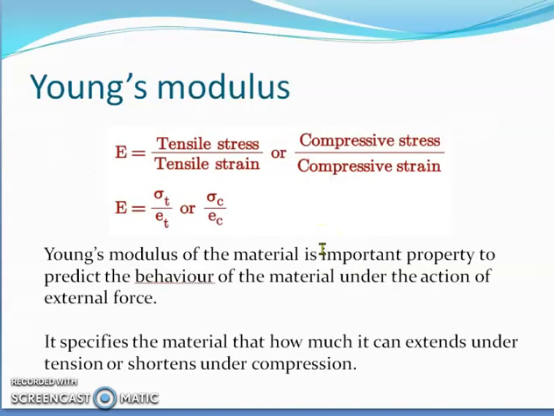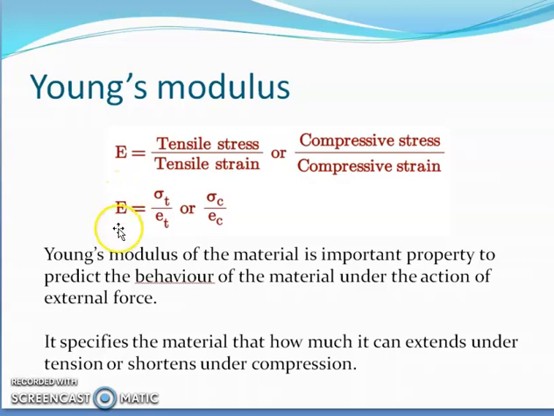For a material, we have three moduli of elasticity. One is Young's modulus, another one is bulk modulus, and another one is shear modulus. Now we will look at Young's modulus. Young's modulus can be defined as the ratio between tensile stress to the tensile strain or compressive stress to the compressive strain. Tensile stress can be represented by sigma T and compressive stress by sigma C. Tensile strain can be represented by epsilon T and compressive strain by epsilon C.